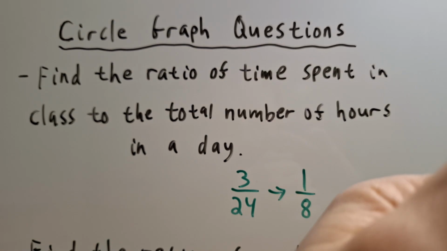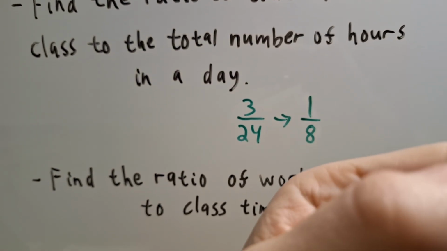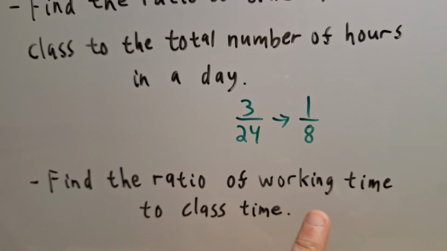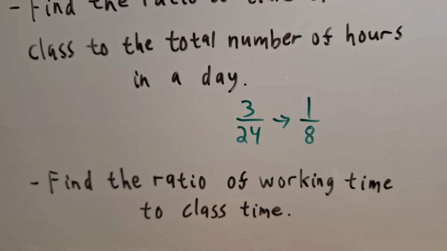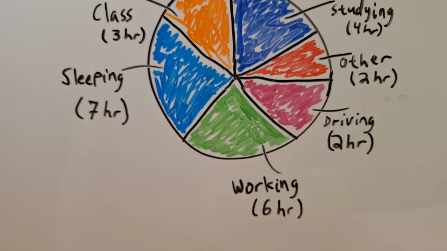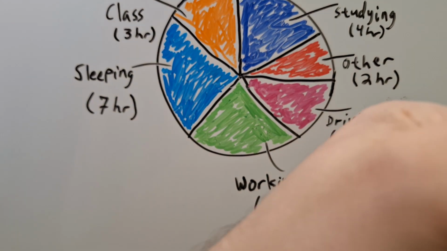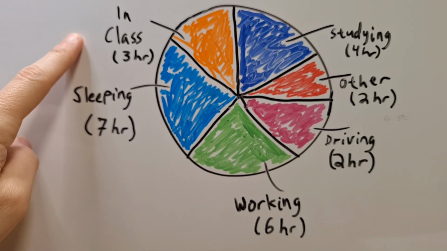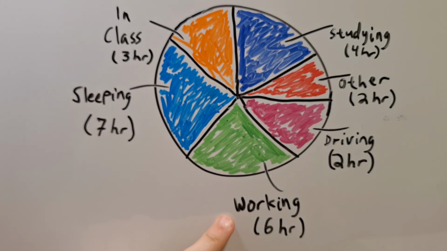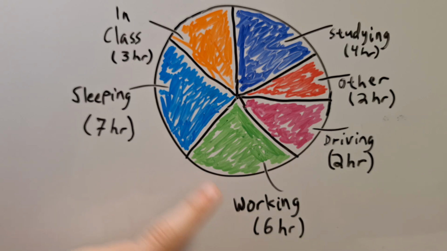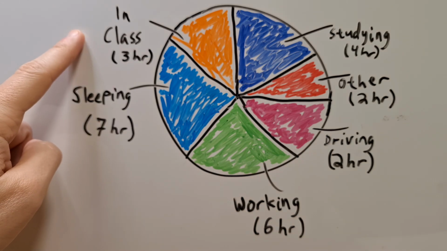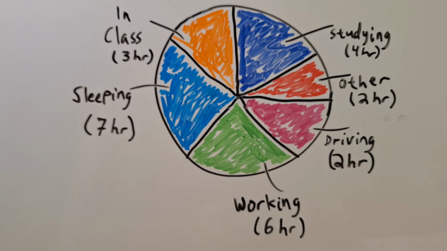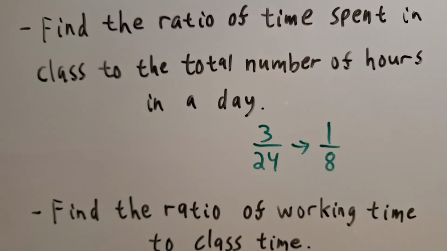The second question is right down here. It says, find the ratio of working time to class time. So if we go back to our circle graph here, we're looking at the in-class time again, but we're also comparing this to the working hours. So we're working for 6 hours, we're in class for 3 hours. We're told to find the ratio of working time to class time. Let's come back over here and work this out.